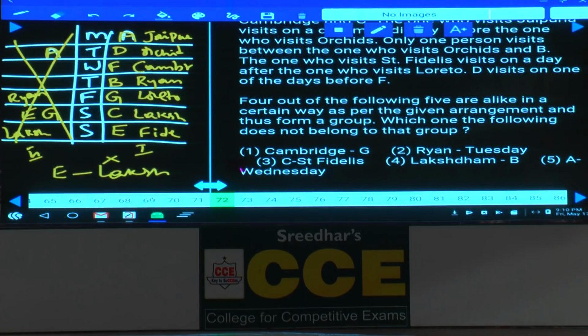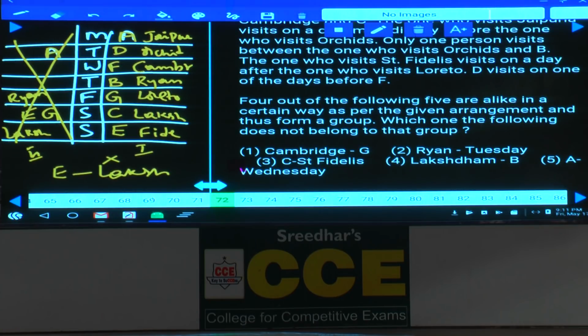And 4 out of the following is nothing but an odd man out. Cambridge and G, there is 1 person between, the 1 day between these 2. Rayon and Tuesday, exactly there is 1 day. C and Saint Fidelis, adjacent to each other. Lakshadam and B, there is exact, how many are there? B and Lakshadam, there is 1.